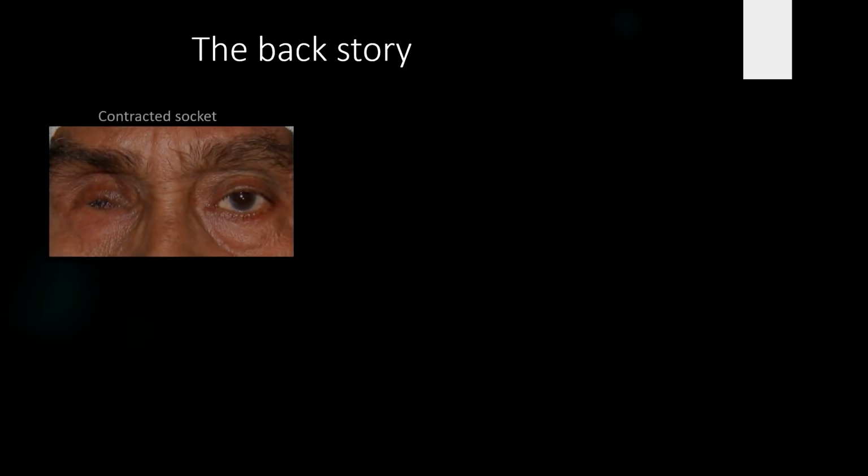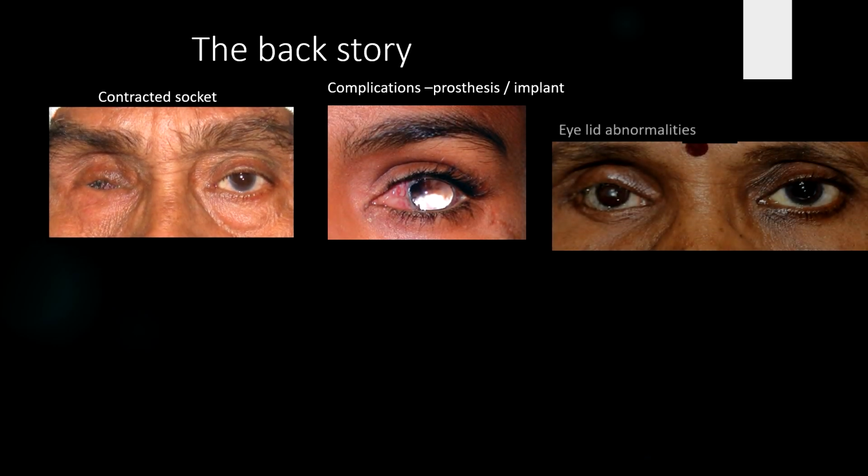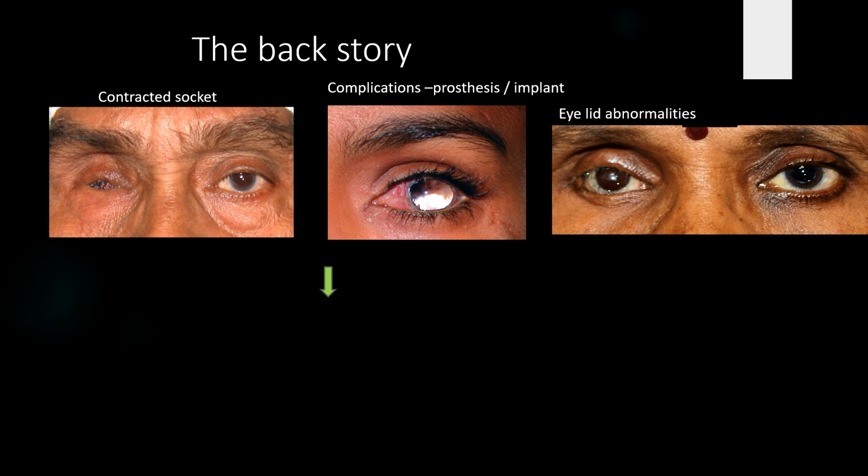Everything is not black and white. Cosmetic rehabilitation is complicated by varied problems including contracted socket, prosthesis, implant-related complications, or eyelid abnormalities. So each of these needs to be corrected with appropriate techniques and surgeries.